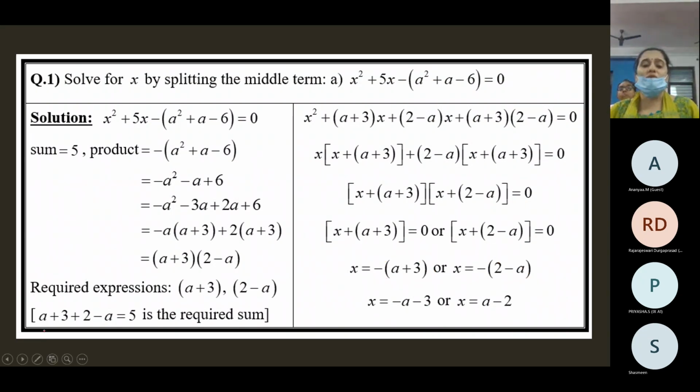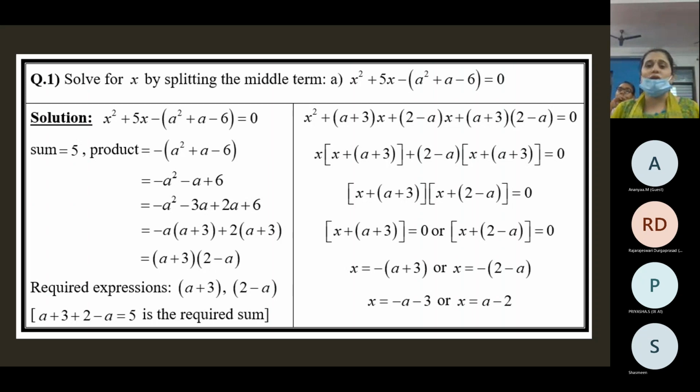So if you're given this equation and asked to solve for x by factorizing or by splitting the middle term, this is what you should do. It's a quadratic equation. You can see the x square term, the x term, and the constant. The constant itself is an expression, and you have to factorize this by splitting the middle term. Supposing you're asked to factorize or solve for x only by splitting the middle term, then you should know this method. So take the product.